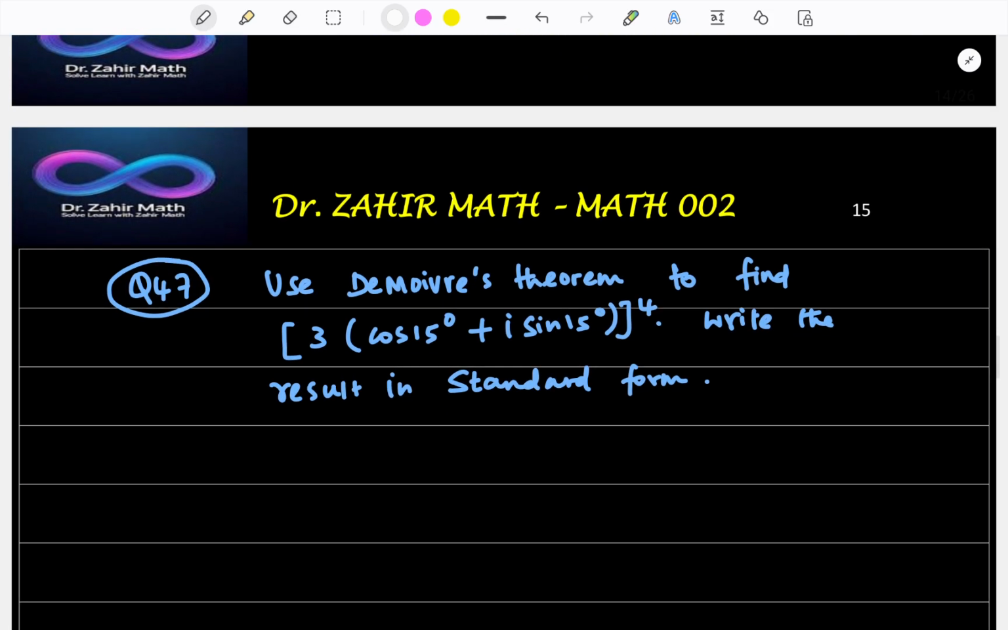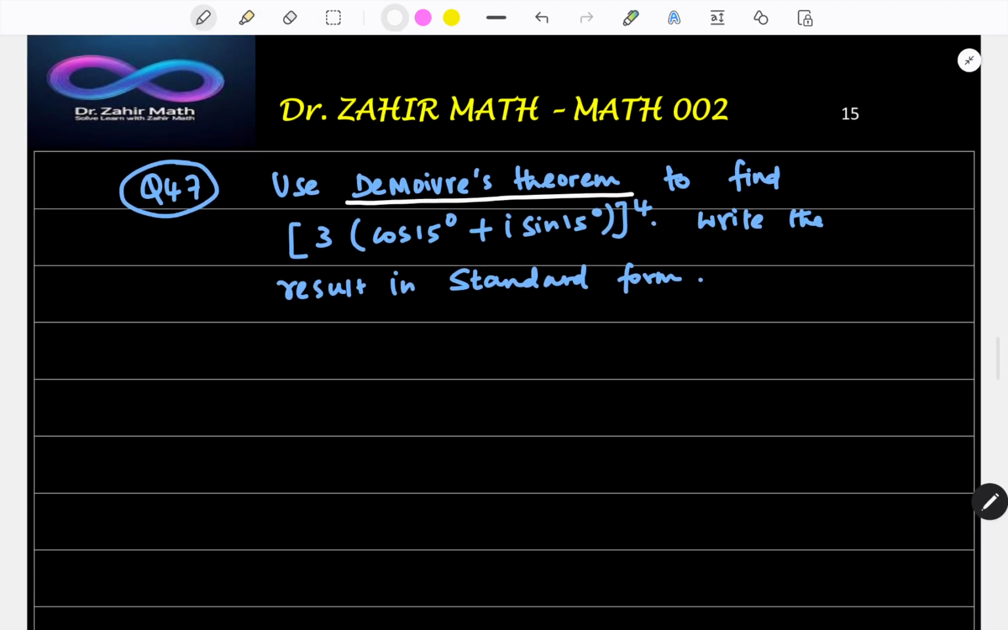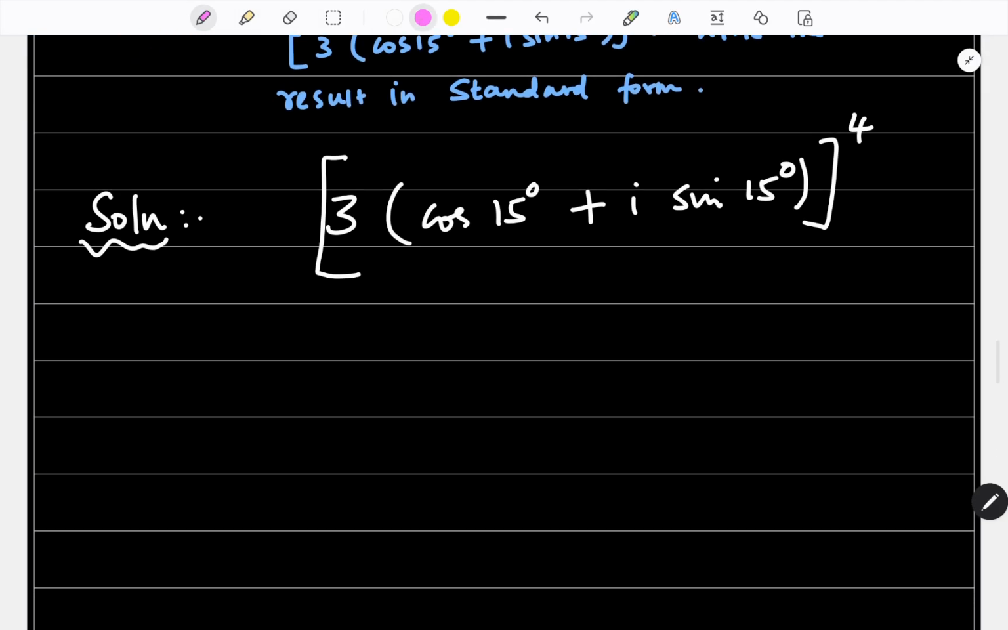Next we are going for question number 47. This is the last question. Again use De Moivre's theorem. Let's go to the solution. It is 3 times cosine 15 degree plus i sine 15 degree, and you're going to take it to the power 4. This 4 comes directly here, here, and here.